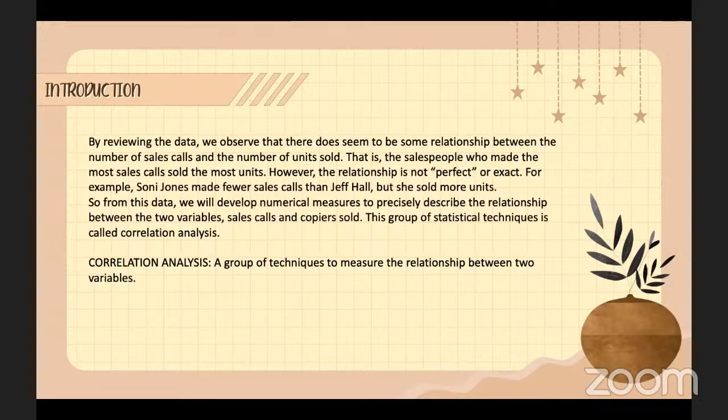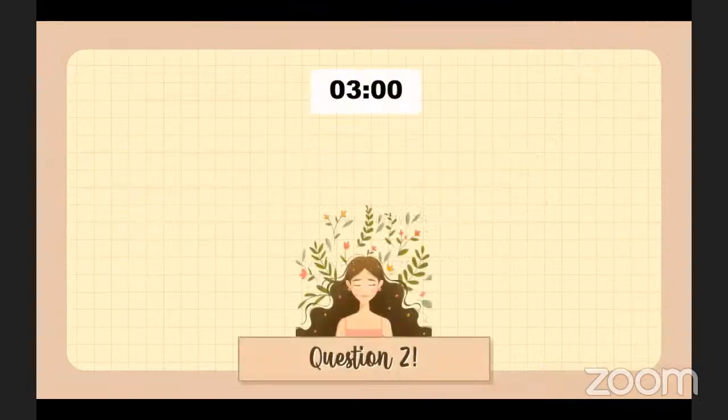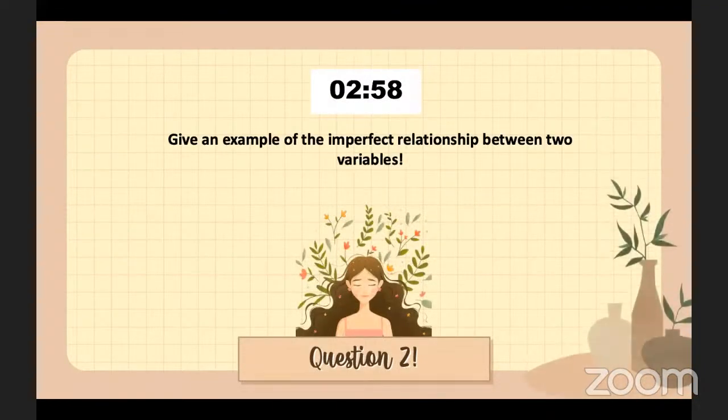So correlation analysis is a group of techniques to measure the relationship between two variables. Now on to question number 2. Please give an example of an imperfect relationship between two variables.